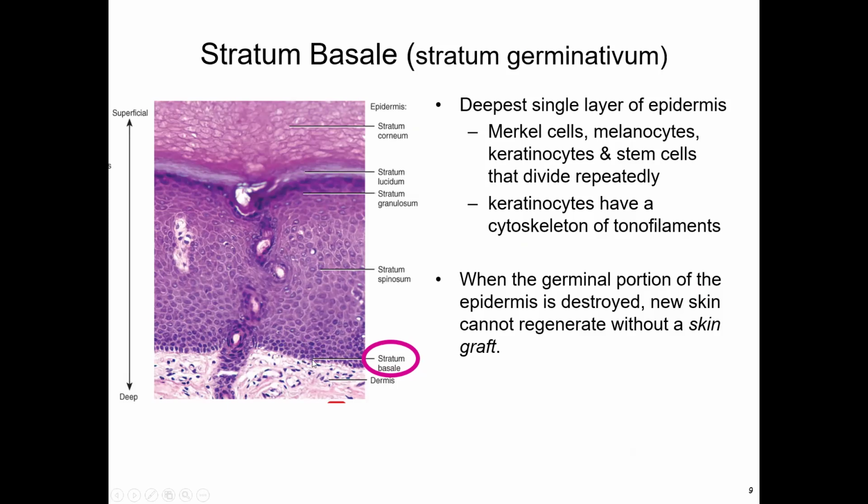Even the stratum basale cells, if you want a designated cell name for them, are called keratinocytes. And so are the stratum spinosum, granulosum, lucidum, or corneum cells. So we're looking at hundreds of keratinocytes in this layer. The stratum basale cells are the only cells in the epidermis that can divide constantly. And we'll see another comment about this a little later.